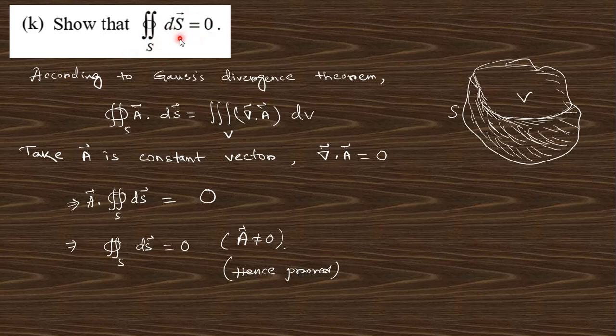So that this cyclic integral of ds equals 0. According to the Gauss theorem, you know divergence a dot ds over a closed surface equals the volume integral of divergence of this vector into dv. If you take a as a constant vector, then the derivative of a constant vector is 0. So, the right hand side is 0 and this a is constant, so you can take it out of the integration, and since a is not equal to 0, this portion must be 0. Go to the next one.